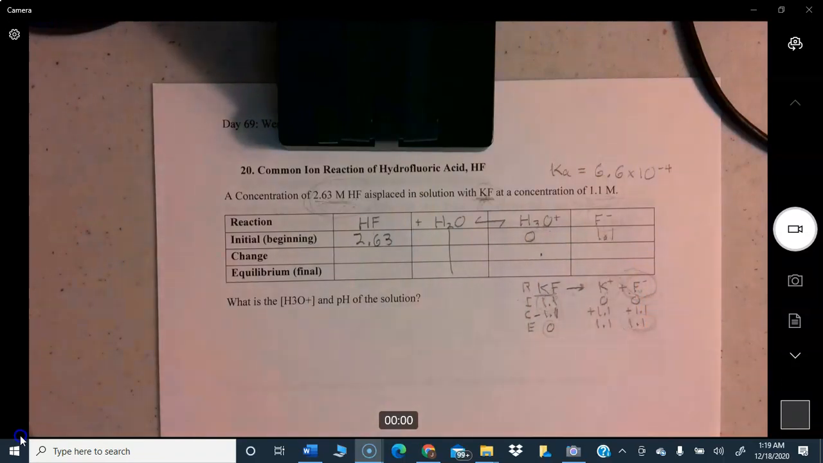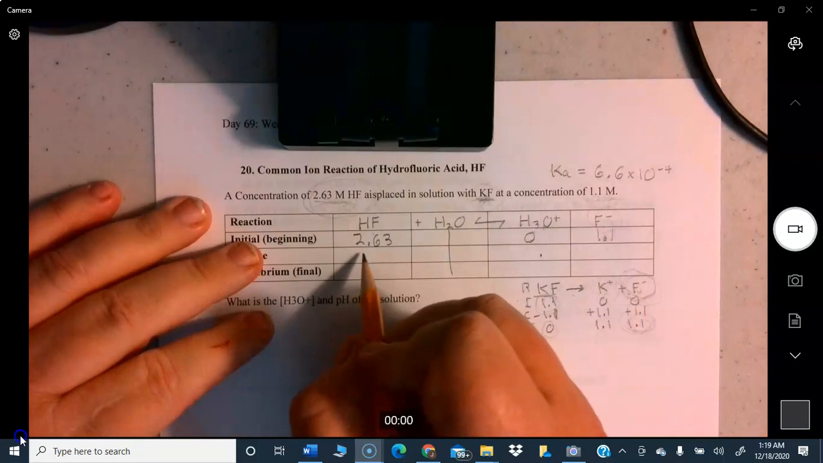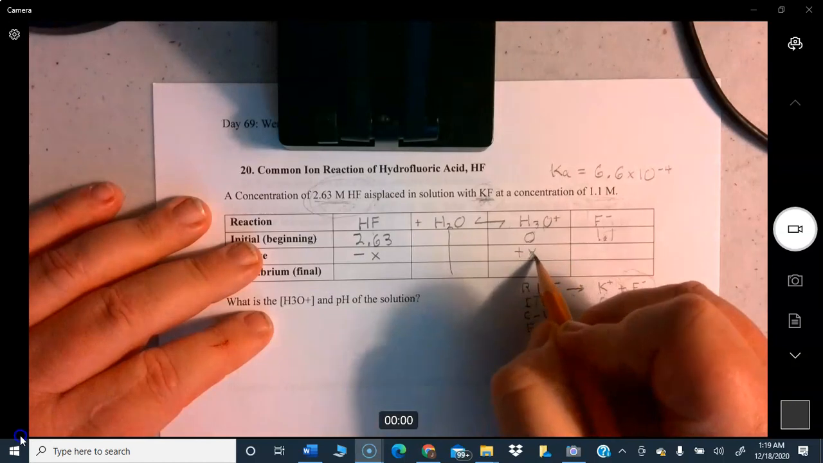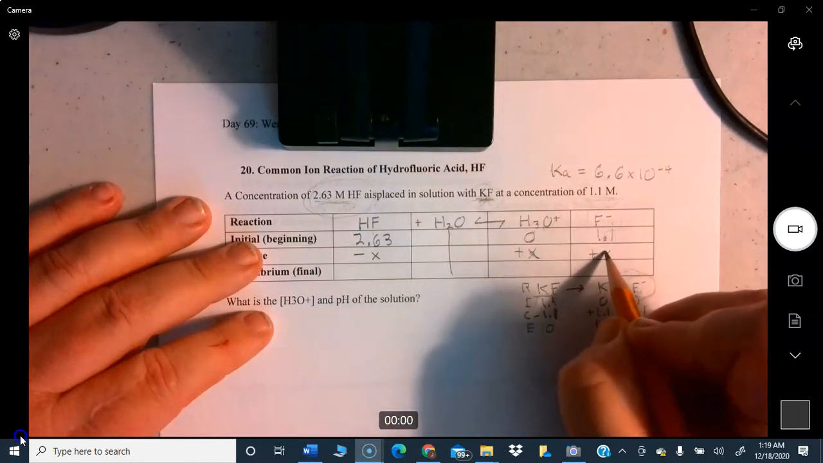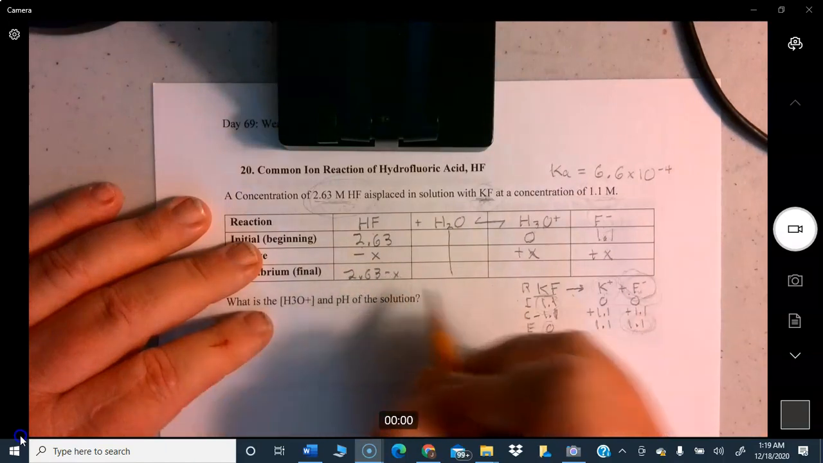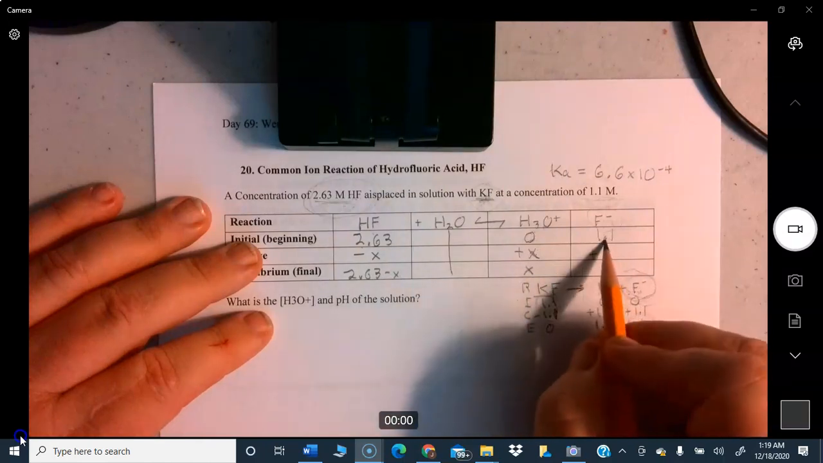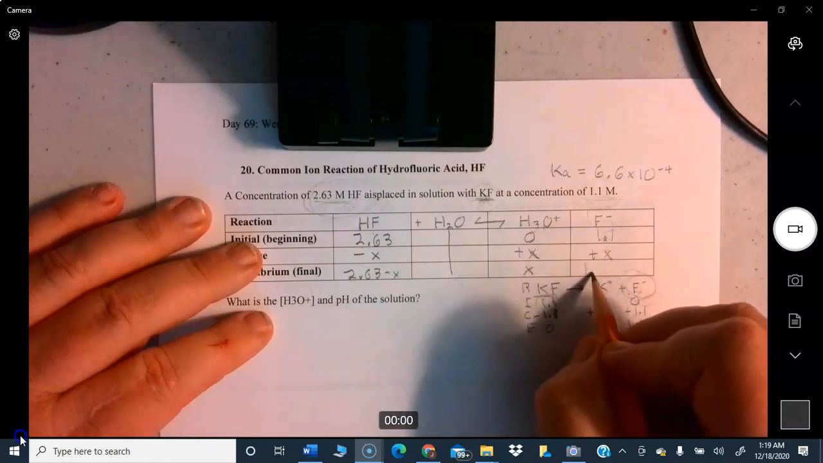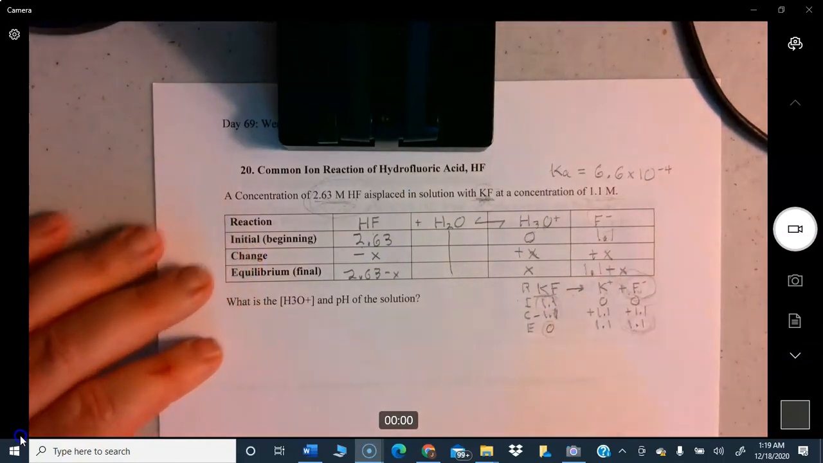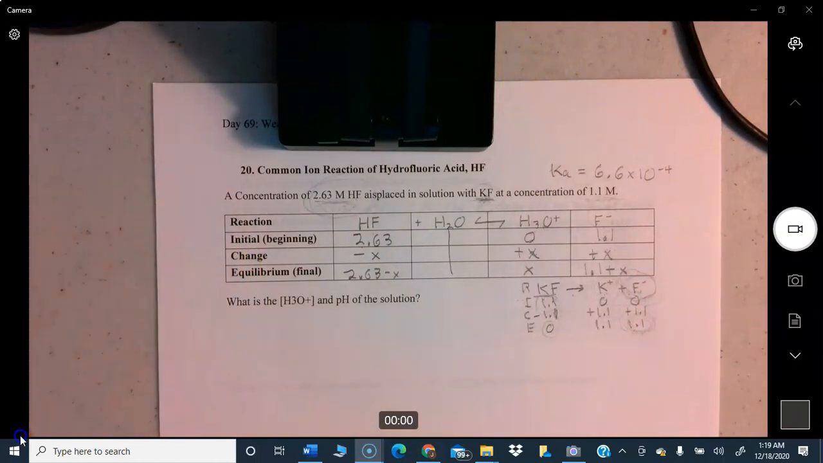So I did kind of a graphic of this in the instruction video, so go review that as to how this kind of flows. I did it with a different compound. All right, so let's go ahead. Again, all the coefficients are 1, so this is going to be minus X, plus X, and plus X. So this is 2.63 minus X. 0 plus X is X. And now we have an initial concentration, so it's not X here anymore. It's 1.1 plus X. Okay, so you see this difference in this problem is over here in this column.